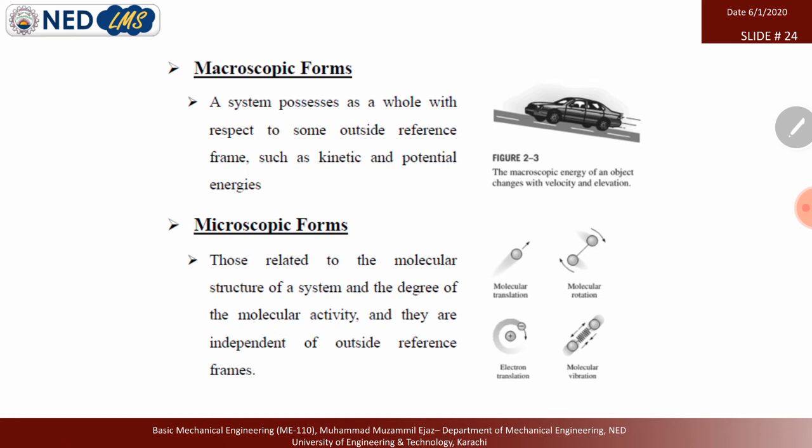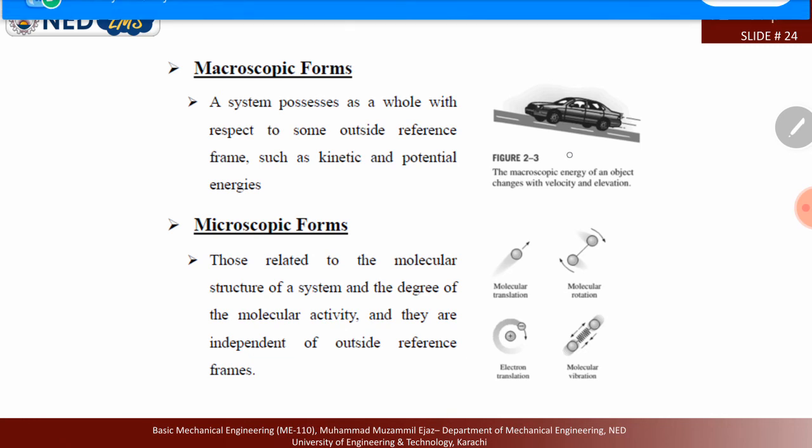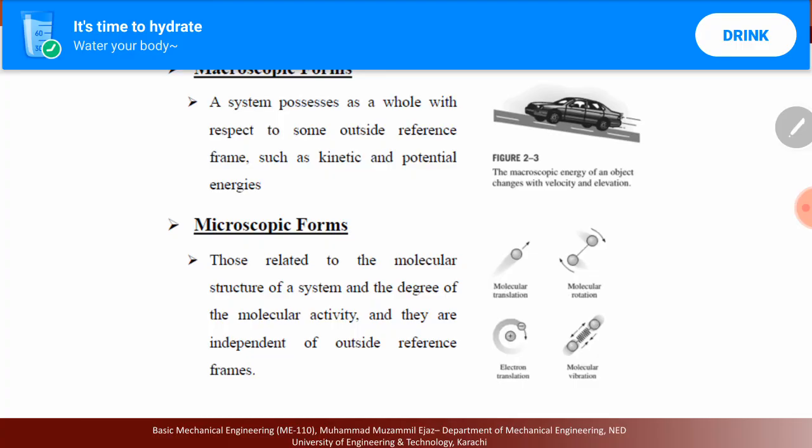And we have another, that is microscopic forms. This is not a type of energy, this is a form of energy. Sorry, I just corrected myself. Microscopic forms are those related to the molecular structure of the system and the degree of molecular activity. They are independent of the outside reference frame. In the previous form of energy, macroscopic, we have a frame of reference.